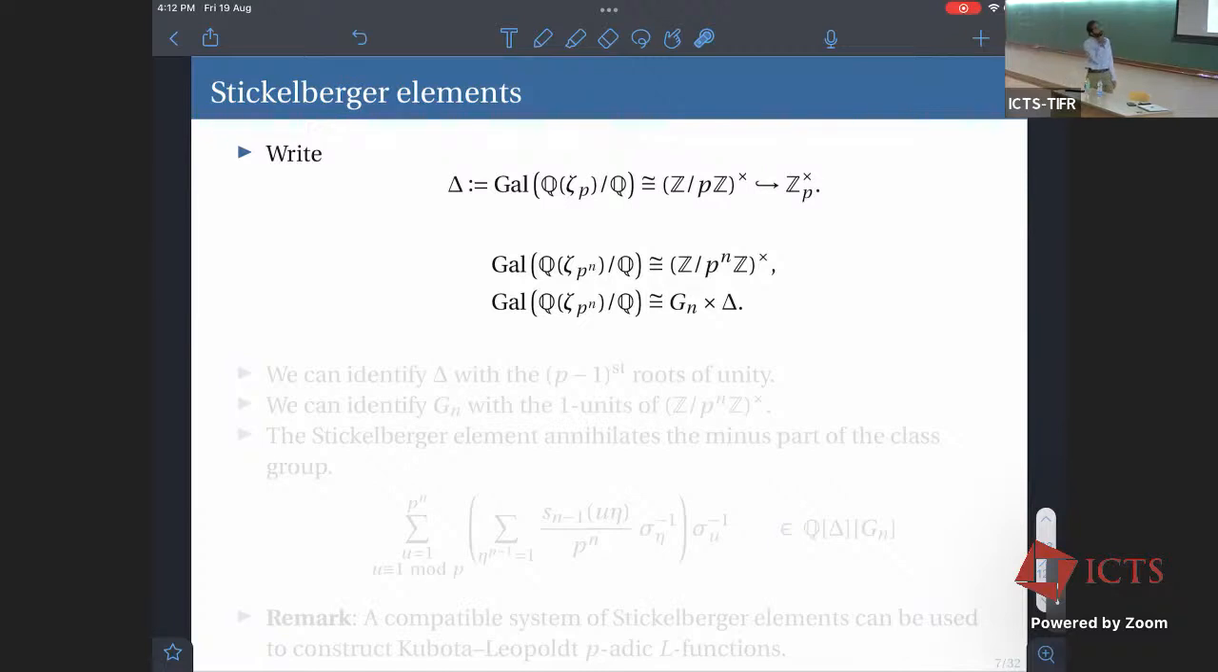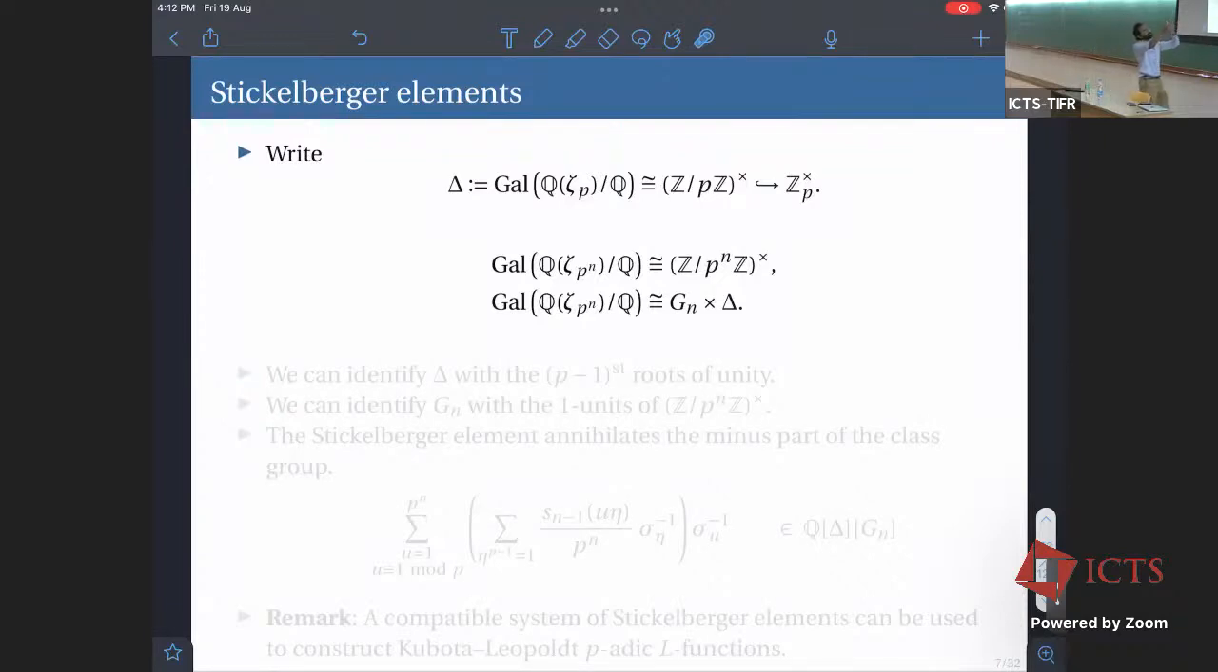So just some more notation. I'm going to let delta be the Galois group of Q(zeta_p) over Q, which, as we saw, was isomorphic to (Z/pZ)^×. And then in general, the Galois group of Q(zeta_{p^n}) over Q is isomorphic to (Z/p^nZ)^×.